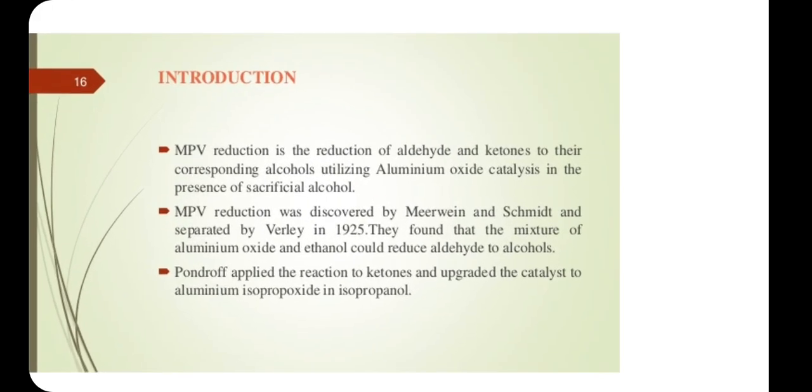MPV reduction is a reduction of aldehydes and ketones to their corresponding alcohols utilizing an aluminum alkoxide catalyst in the presence of a sacrificial alcohol. MPV reduction was discovered by Meerwein and Schmidt and separately by Verley in 1925. They found that a mixture of aluminum ethoxide and ethanol could reduce aldehydes to alcohols. Ponndorf applied the reaction to ketones and upgraded the catalyst to aluminum isopropoxide in isopropanol.